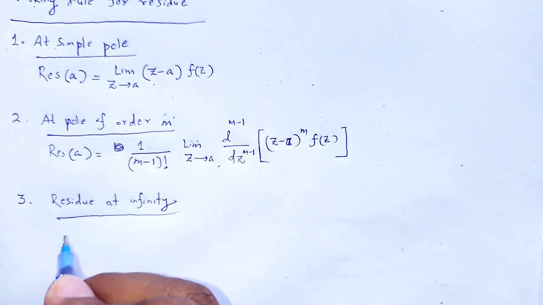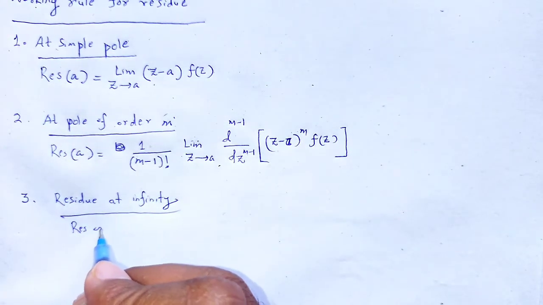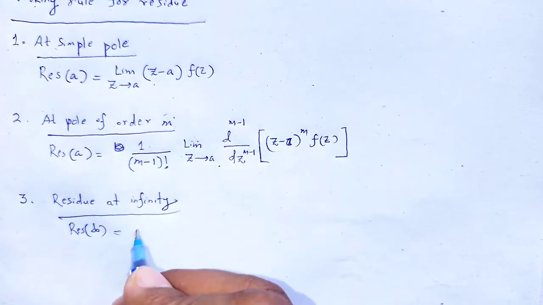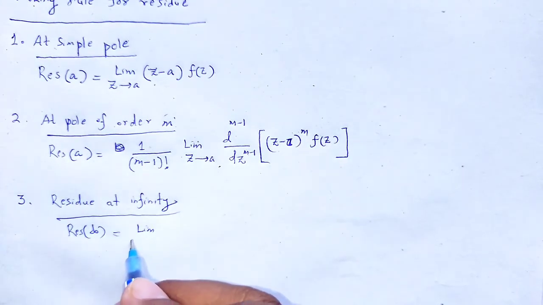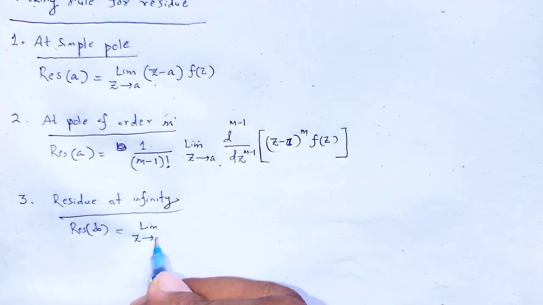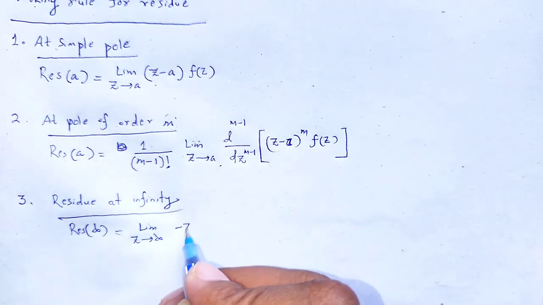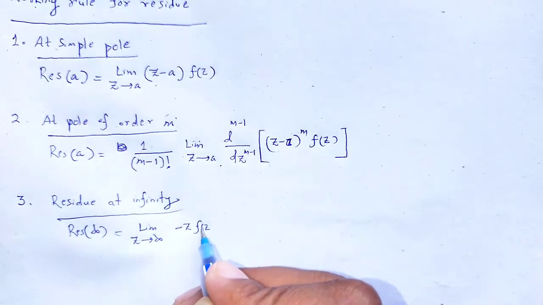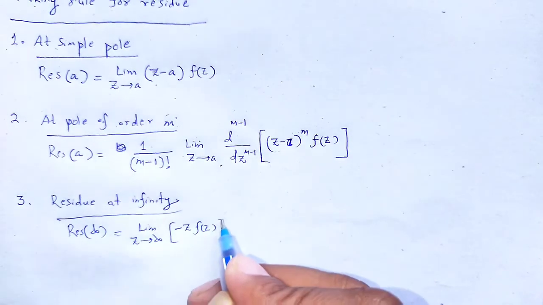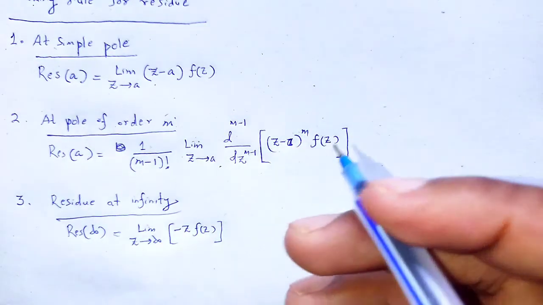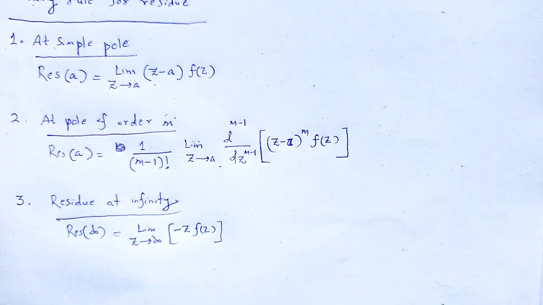Residue at infinity is calculated as the limit as z tends to infinity of minus z f of z. Now we use an example to understand how to evaluate residues of a given function at a pole.